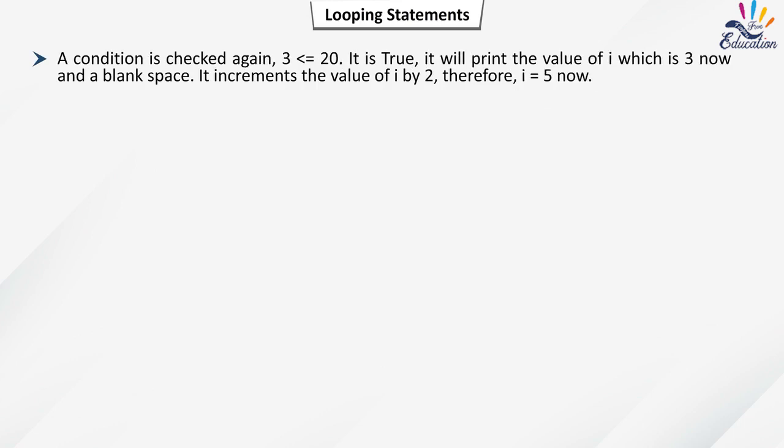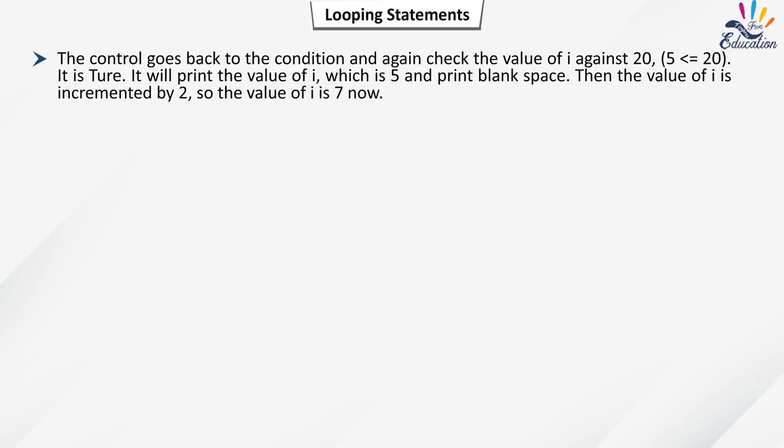A condition is checked again. 3 is less than or equal to 20. It is true. It will print the value of i, which is 3 now, and a blank space. It increments the value of i by 2, therefore i is equal to 5 now. The control goes back to the condition and again checks the value of i against 20. 5 is less than or equal to 20. It is true. It will print the value of i, which is 5, and print blank space. Then the value of i is incremented by 2. So the value of i is 7 now.